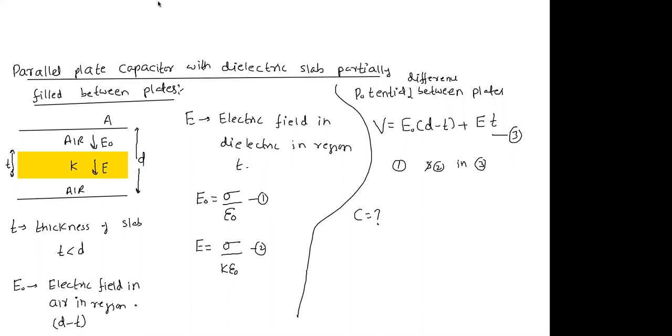Answers, yeah, but the answer of... no, Fatma, capacitance, in capacitance you can't have sigma, na? You'll first substitute sigma in terms of Q, then you will take ratio of Q by V so that Q gets cancelled out.